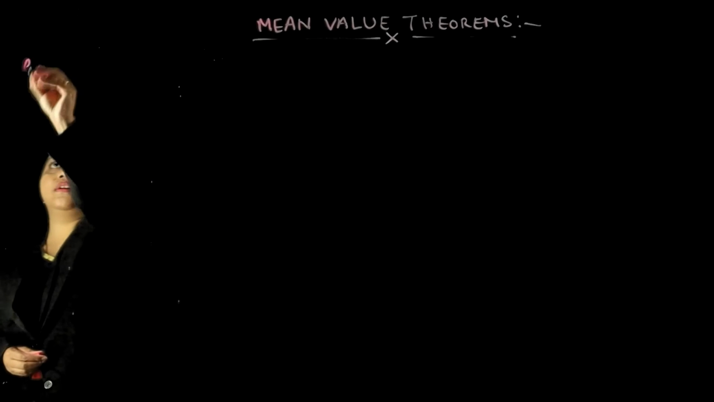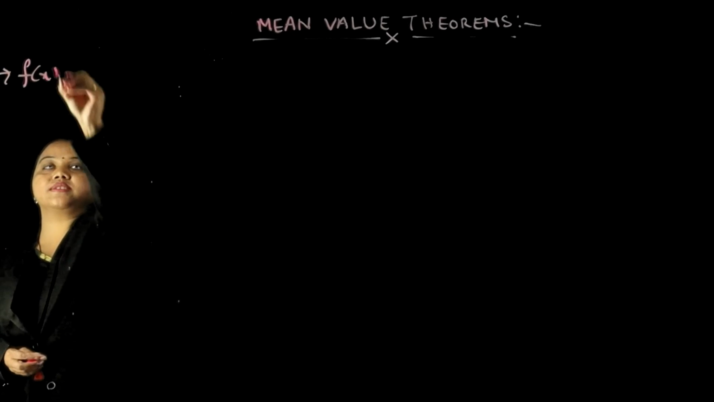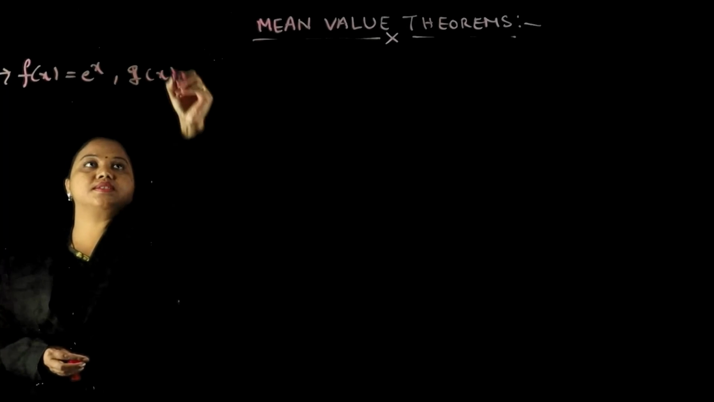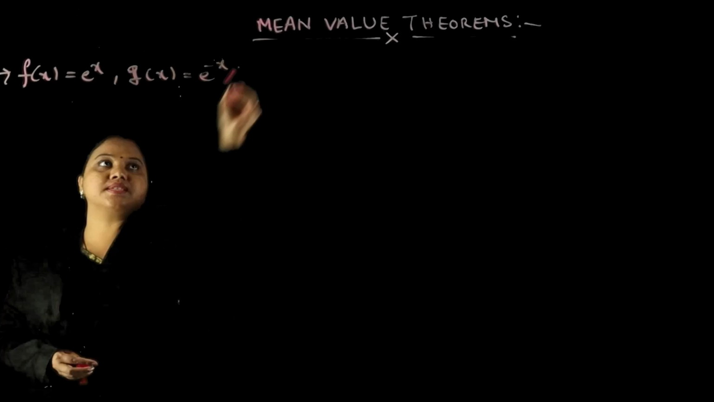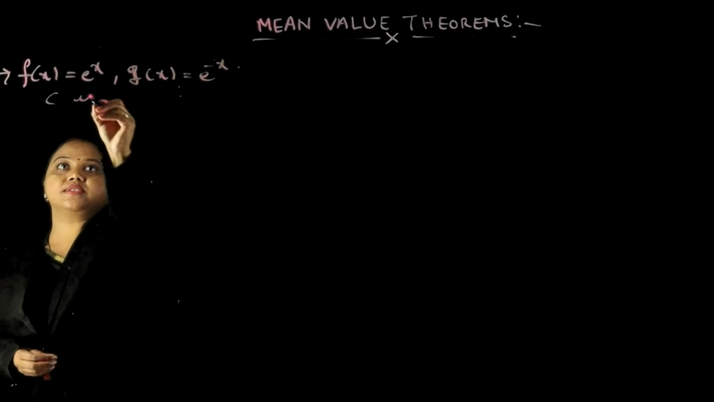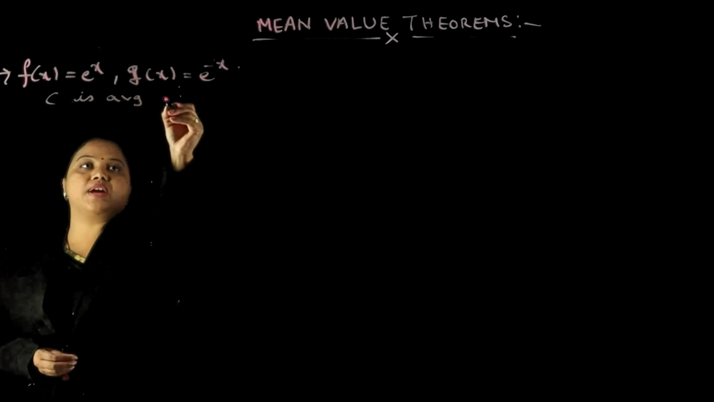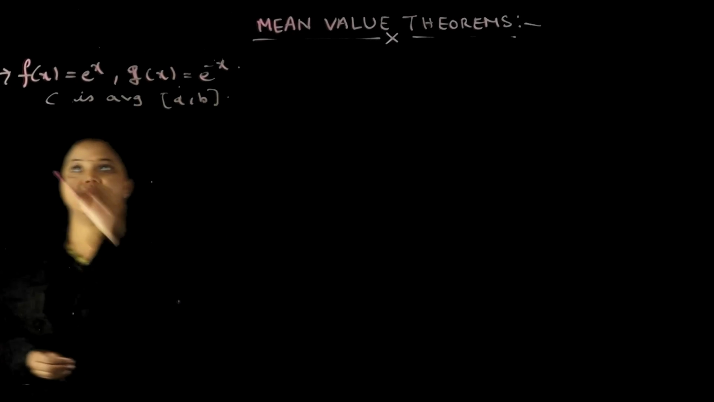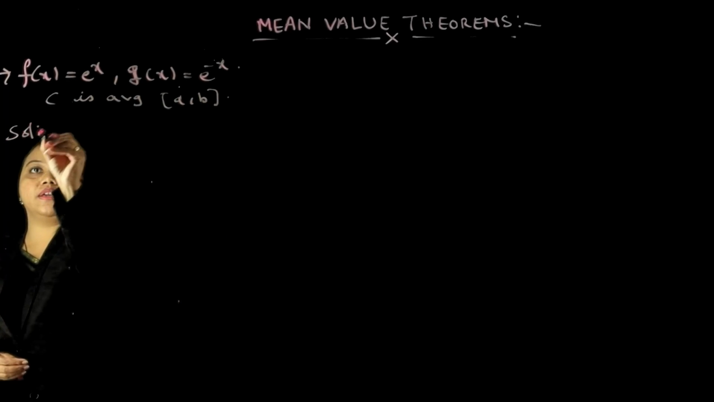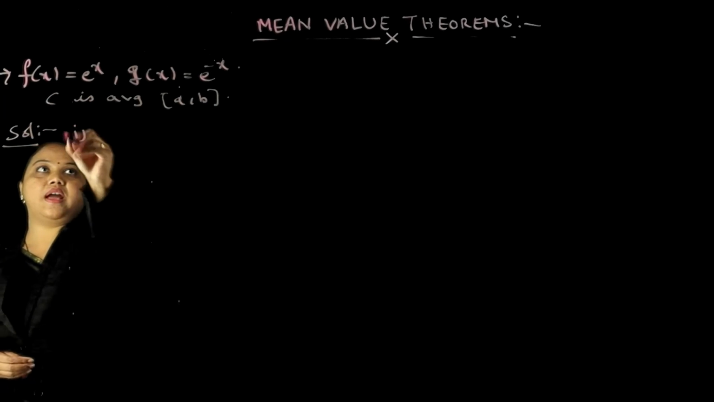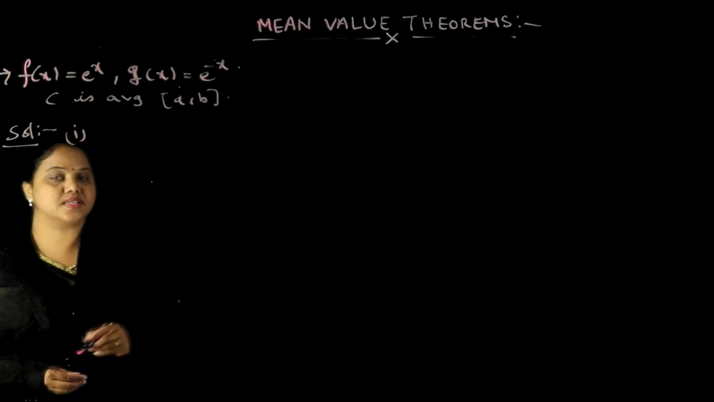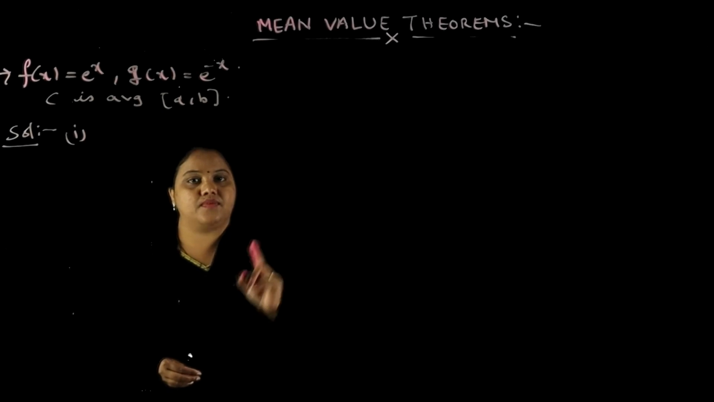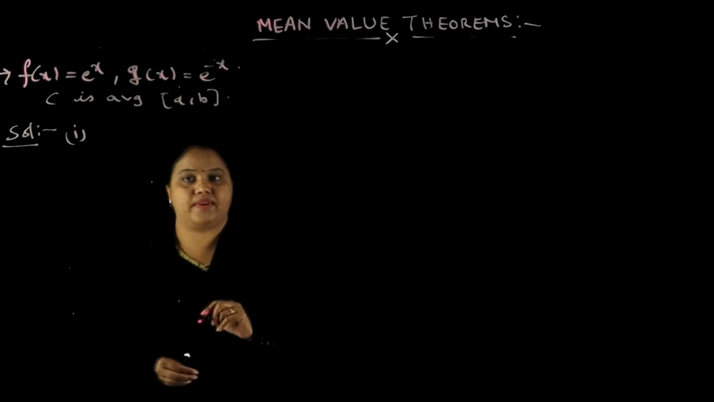So let us take f of x is equal to e power x given and g of x is equal to e power minus x. We need to verify that c is the average value which is lying between the closed interval a comma b. So we see that here f of x and g of x are exponential functions. So always we can say that exponential functions are always continuous. Therefore, the first property is verified.